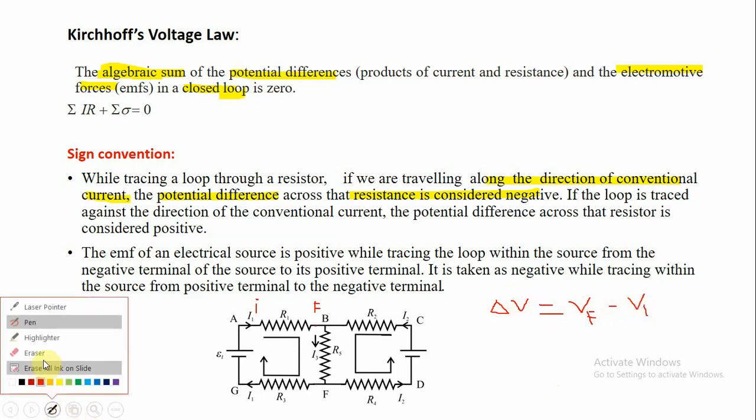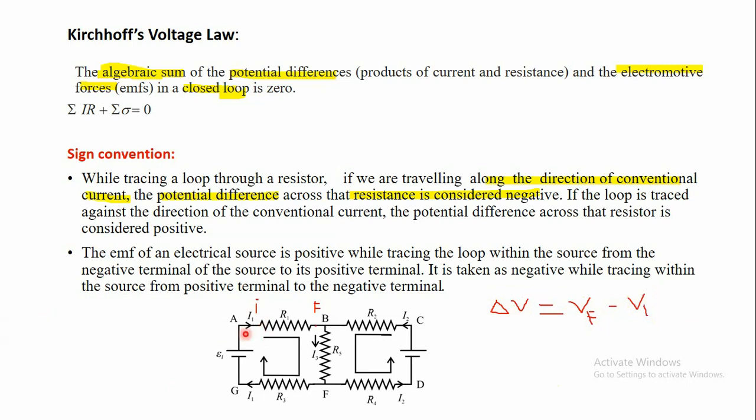Now this is very important: the current is flowing in this direction, and current flows from high potential to low potential. So my final point is low potential, and my initial point is high potential. When I subtract low potential from high potential, what will be my final value? It will be negative, because the low potential is smaller and the high potential is larger.